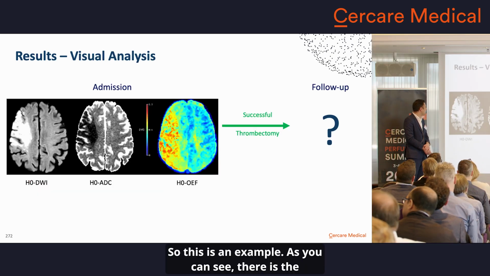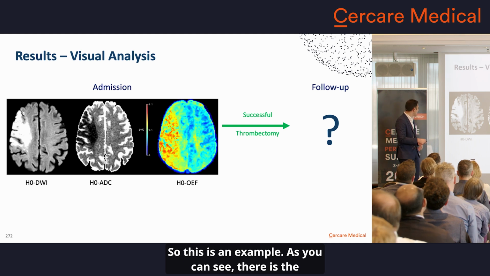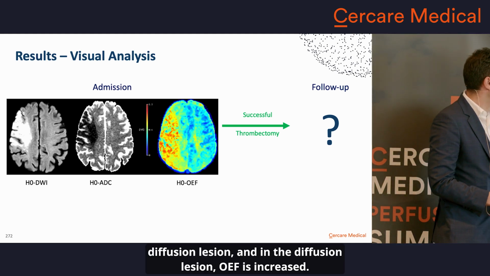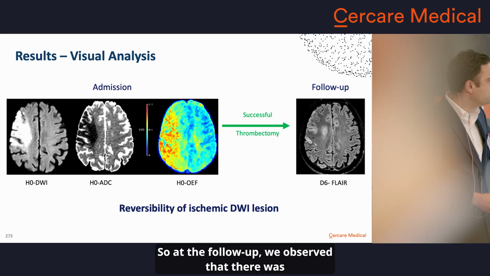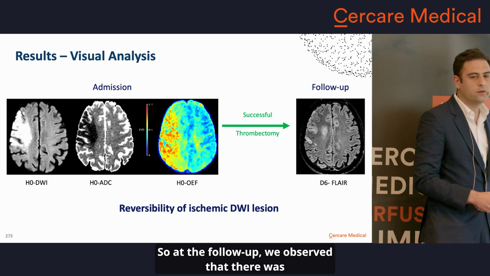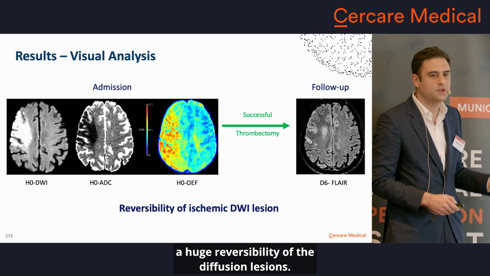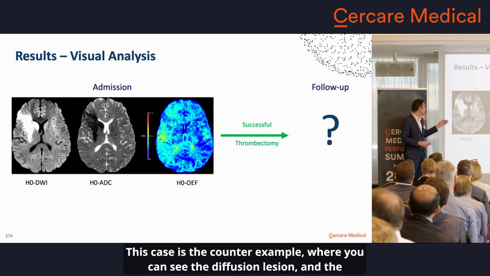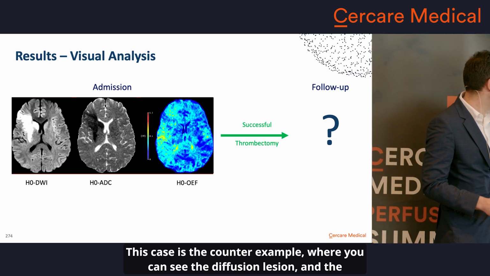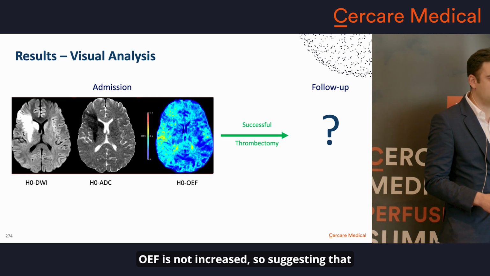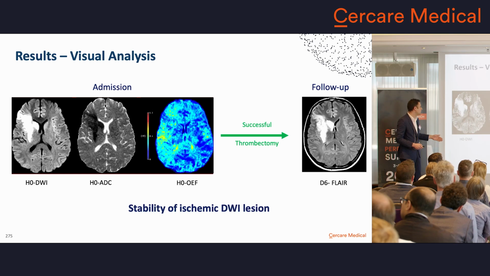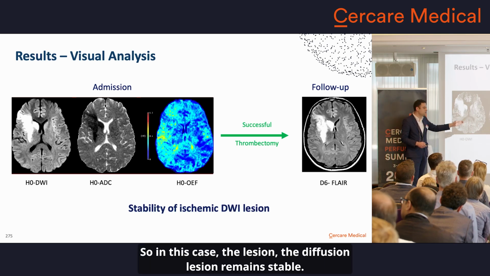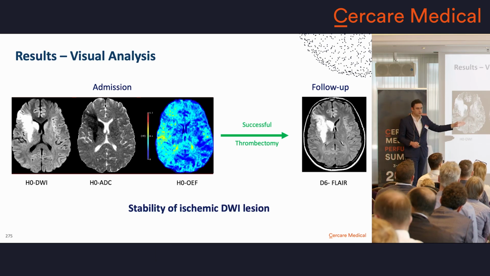So this is an example. As you can see, there is the diffusion lesion, and in the diffusion lesion, OEF is increased. At the follow-up, we observed that there was a huge reversibility of the diffusion lesion. This case is the counter example, where you can see the diffusion lesion and the OEF is not increased, suggesting that there is no penumbra inside the diffusion lesion. So in this case, the diffusion lesion remains stable.